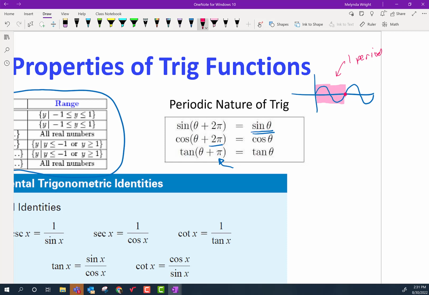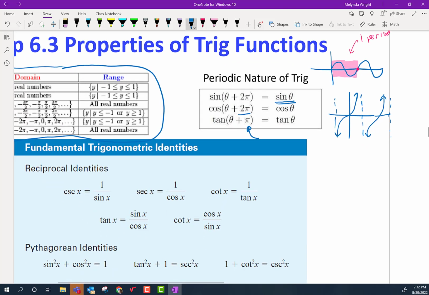And the reason that tangent is so strange is because it looks like this, and it repeats itself every pi, not 2 pi. So that's just something to note. We're not going to be really in depth with that right now. It's just a concept to think about.